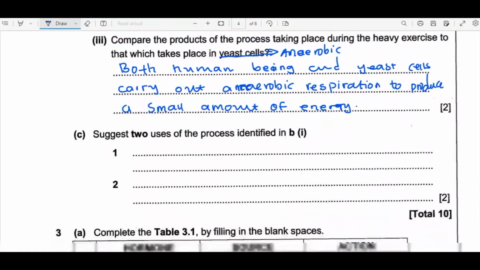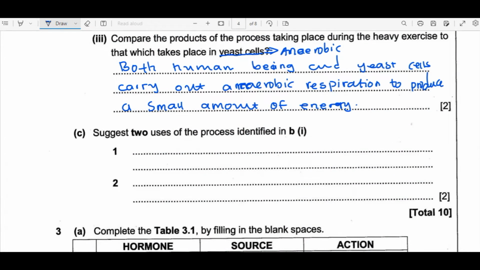We move on to question C. Suggest 2 uses of the process identified in B1. So in B1, we said it's anaerobic respiration. So 2 uses. Now there are so many, so let's give as many as we can. So number 1, we can say to produce energy.